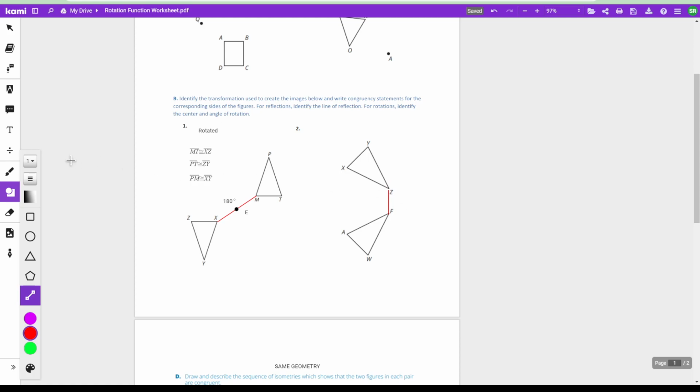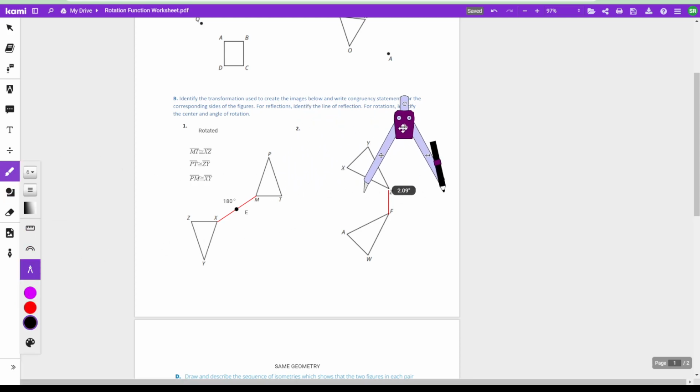Connect Z and F with a line segment, and then we'll use a compass to draw our arcs so we can get that perpendicular bisector precisely.